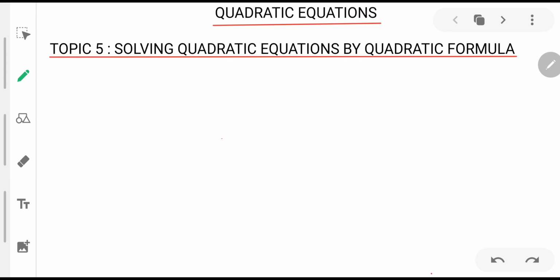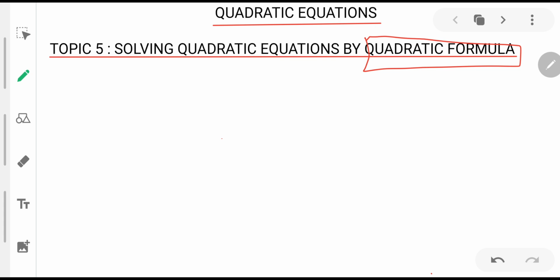So today we are going to study topic number 5, which is solving quadratic equations by quadratic formula. As you all know, there are three methods of solving quadratic equations. First is by using the method of factorization, already done. Second is using the method of completing squares, which is done, and this is the last method of solving quadratic equations, which is solving quadratic equations by using the quadratic formula.